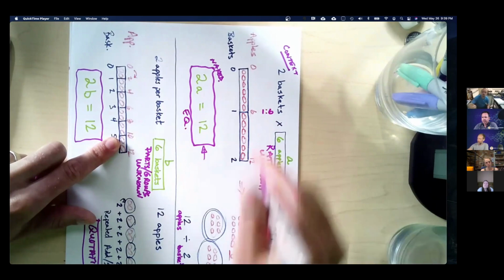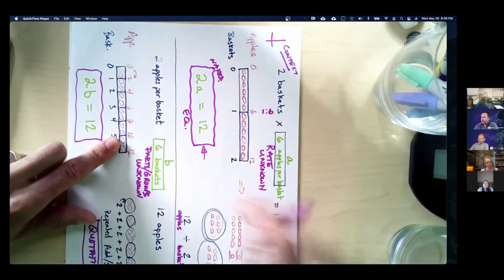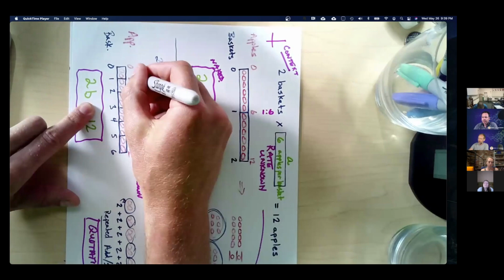I can keep extending this ratio table to oblivion. I can graph it. I can do whatever I want. Over here, I've got another ratio table. This is a 1:2 ratio.